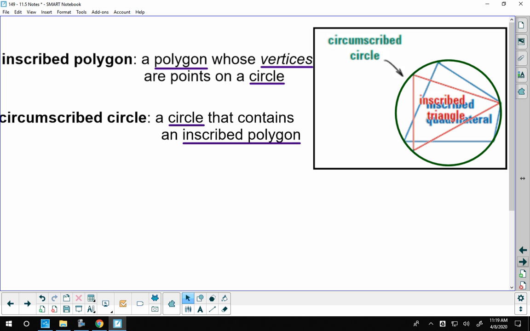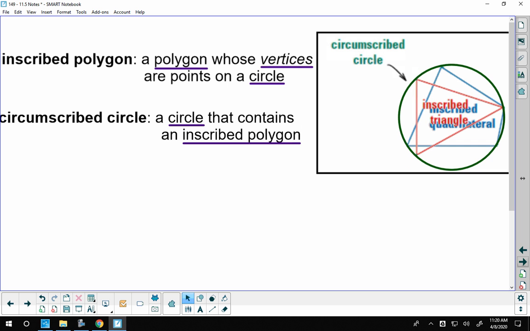What is an inscribed polygon? It's a polygon whose vertices are points on the circle. So if you look, if you see the red triangle here, it's an inscribed triangle because its points are on the circle. Okay, think of inscribed as inside. We also see an inscribed quadrilateral here because it has 4 sides, but all of its points are on the circle. So that's an inscribed quadrilateral.